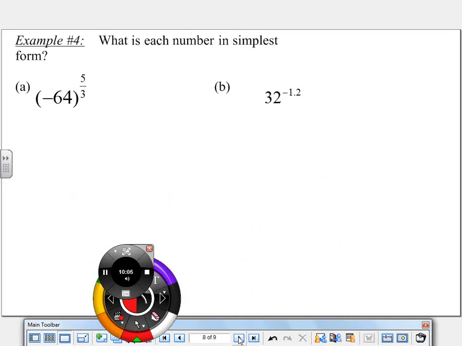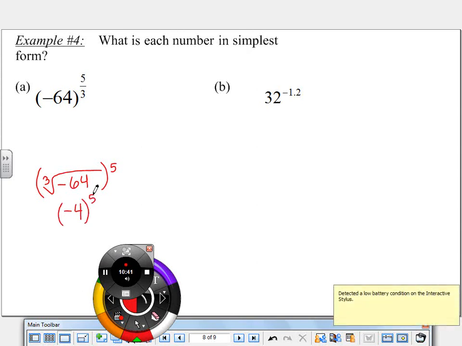All right, so again, what is each number in simplest form? We're going to try and break these down. So we have negative 64, and then given the exponent's a fraction, I know that I'm looking at a root. 3 is the index of the radical. And then 5 can either be applied to the 64 before or after I take the cube root. I personally, in this problem, am going to think about applying the 5 after I take the cube root, because 64 to the 5th power is going to be a really large number, plus the cube root of 64 is 4, so I know that already. So this is going to be negative 4 to the 5th power.